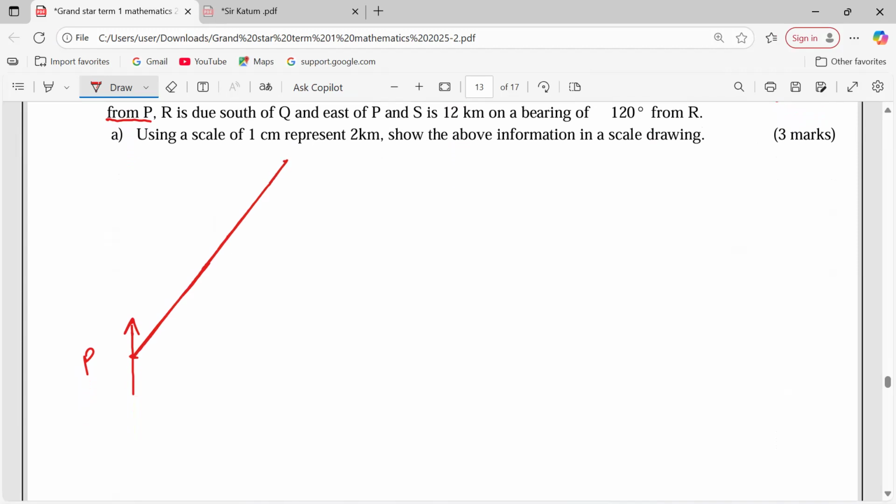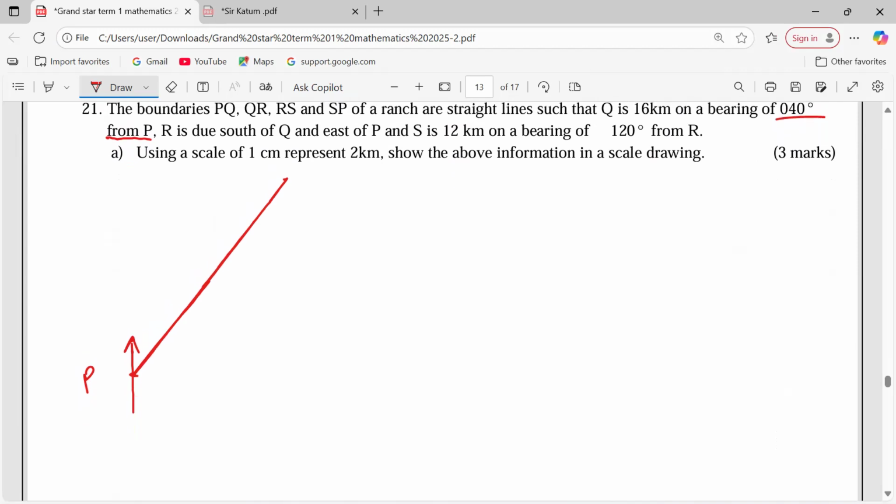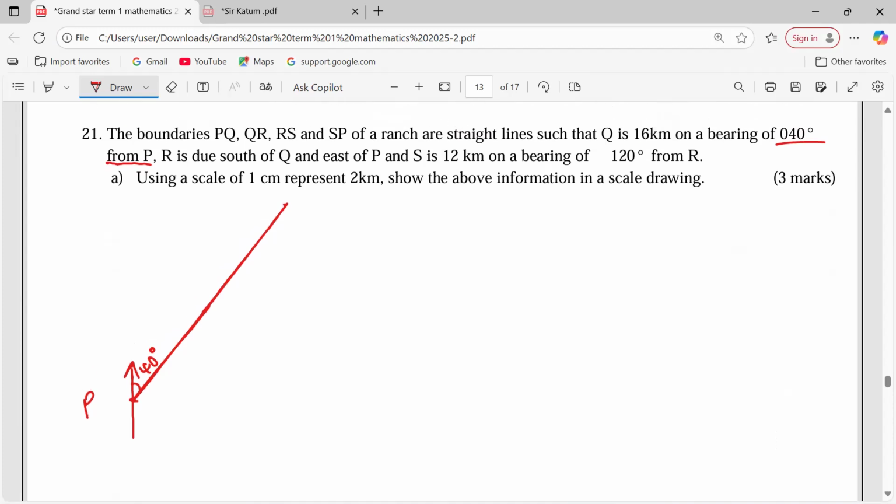Then now there is a distance that you're supposed to measure at that point. After just the measurement of 40 degrees, what else are we supposed to consider? That the distance to point Q is 16 kilometers, which should be represented according to the scale. So we divide 16 by 2 because each centimeter represents 2 kilometers. Then 16 kilometers will be represented by 8 centimeters. So we measure 8 centimeters, we make an arc like that.